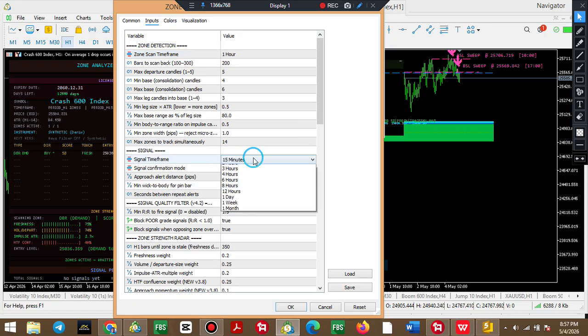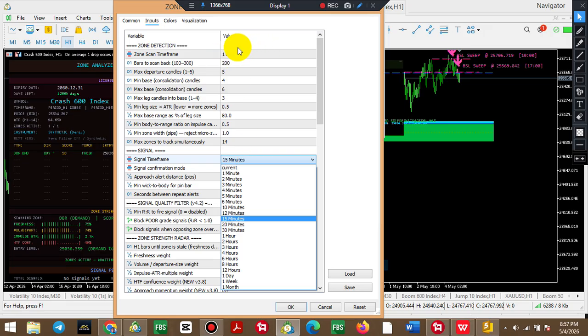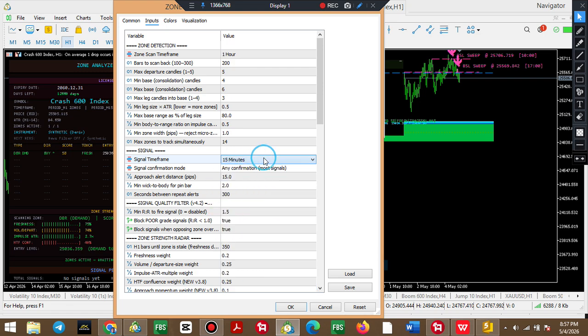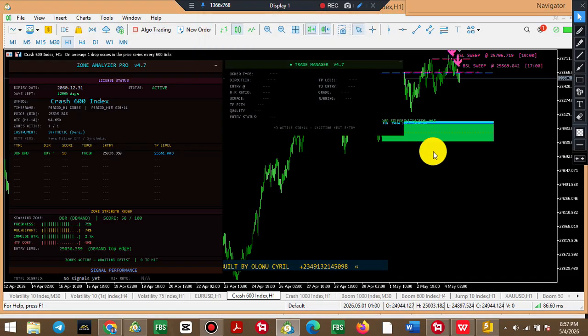So what you are telling it now is to check a zone that is valid on H1 and use 15 minutes to search for a signal inside that H1. So this is what the system now does. It checks H1 zones, and then when there is a valid zone and a valid signal within that zone, it triggers an alert or an entry for you.